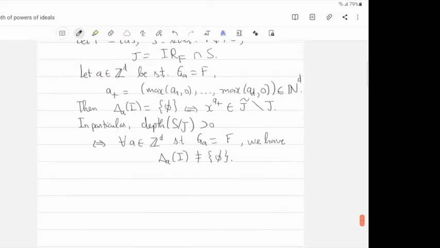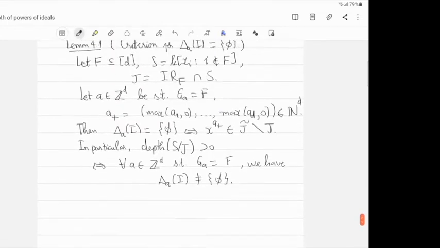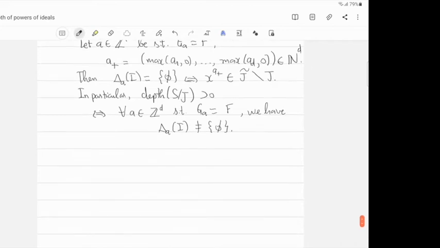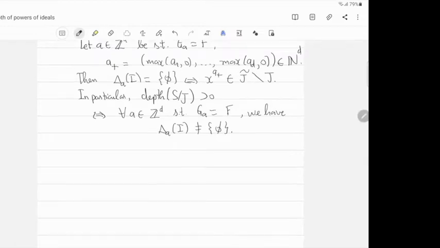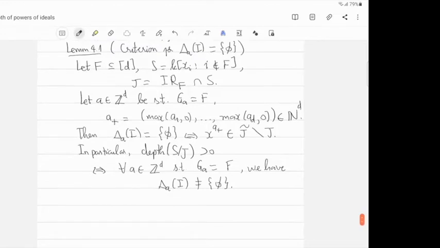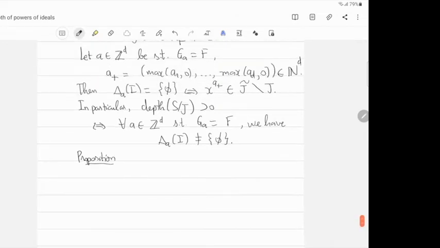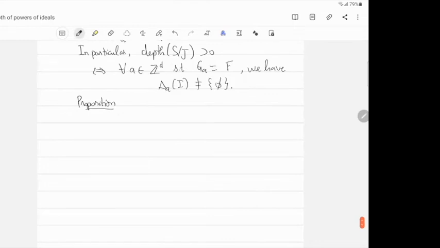Okay, so using this, this takes some time to write out, but the proof is not difficult, and so I will just mention some consequences of this. For example, a consequence of this is the following: a condition for the vanishing of the first local cohomology. So the following are equivalent.